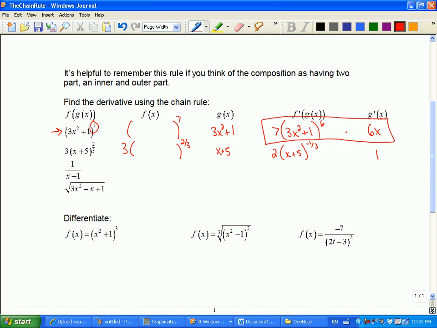So for the next one, it's not obvious how this is a chain rule question. Can anybody, maybe you can see it? Anybody see it? Yeah, it takes some practice. It's okay.